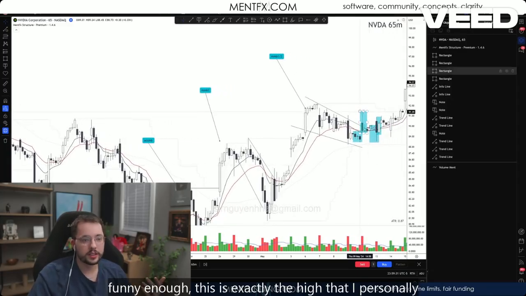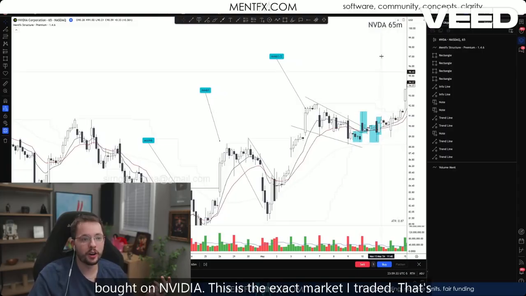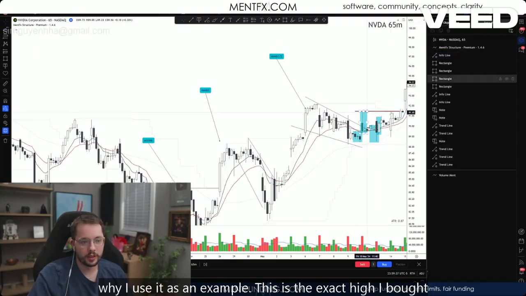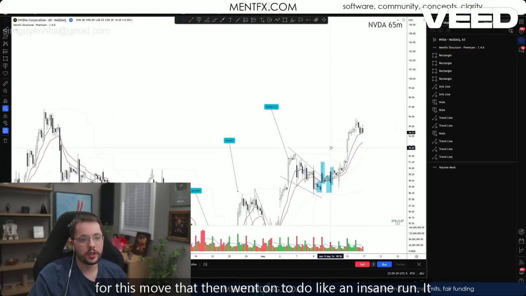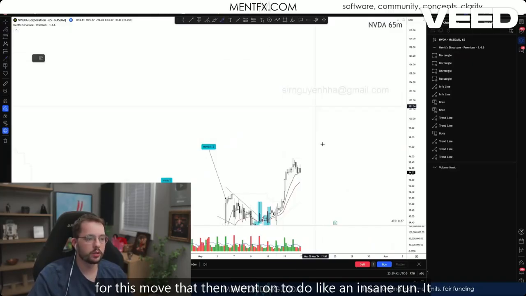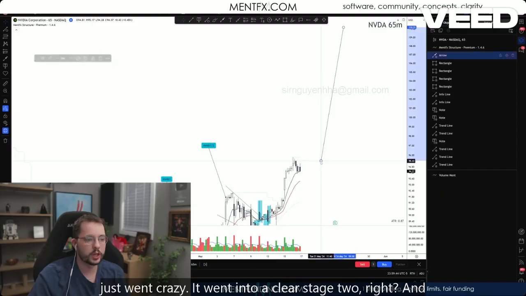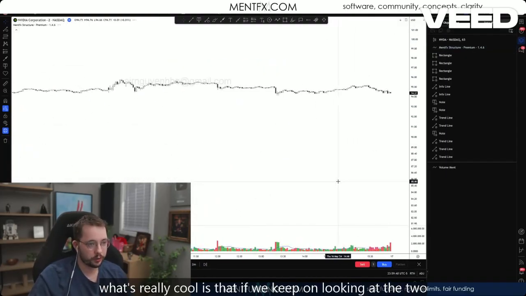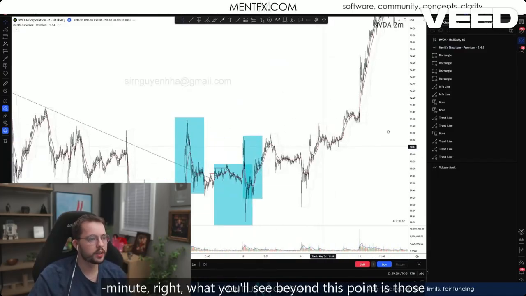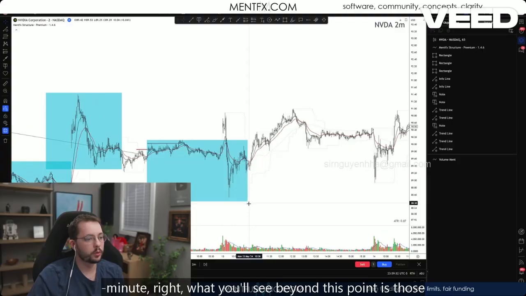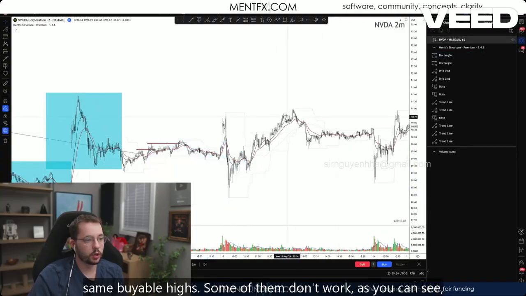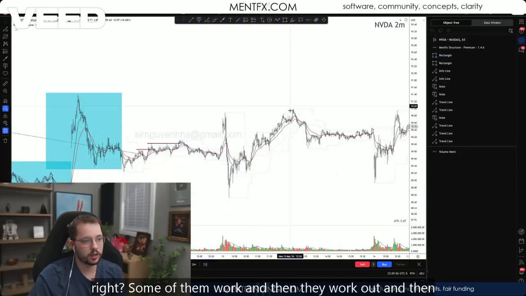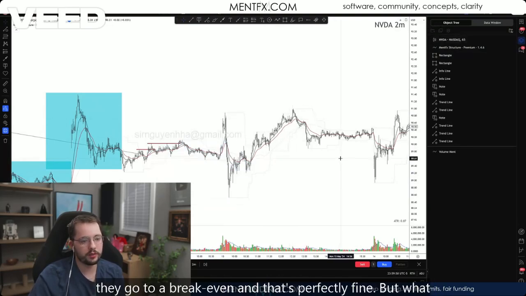And funny enough, this is exactly the high that I personally bought on NVIDIA. This is the exact market I traded. That's why I use it as an example. This is the exact high I bought for this move that then went on to do an insane run. It just went crazy, went into a clear stage 2, right? And what's really cool is that if we keep on looking at the 2 minute, what you'll see beyond this point is those same buyable highs. Some of them don't work, as you can see, right?